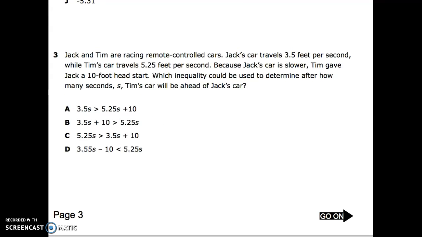Number 3. Jack and Tim are racing remote-controlled cars. Jack's car travels 3.5 feet per second, while Tim's car travels 5.25 feet per second. Because Jack's car is slower, Tim gave Jack a 10-foot head start. Which inequality could be used to determine after how many seconds, S, Tim's car will be ahead of Jack's car?